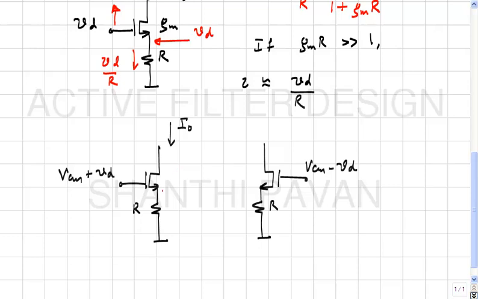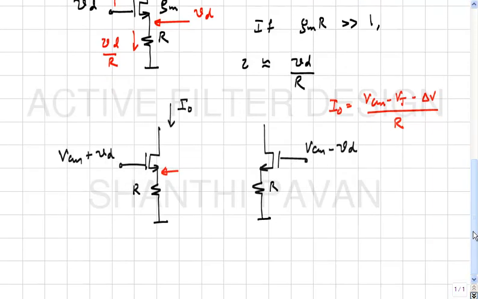What is the quiescent value voltage here, people? Come on. Yeah, I know it's I naught R, but in terms of the transistor parameters, what is it? It's VCM minus VT minus delta V. Very good. That's this voltage. So the quiescent current will be I naught, which is this divided by R, and the incremental current will be small Vd times the transconductance, which will be approximately 1 by R, provided GMR is much larger than 1.